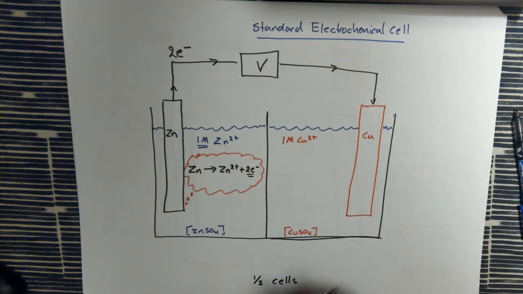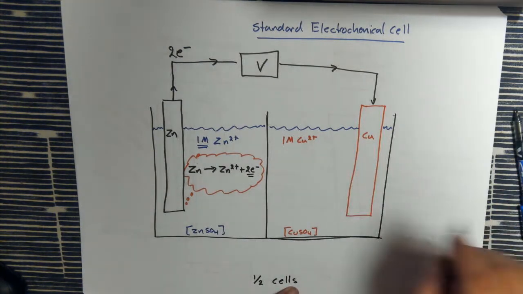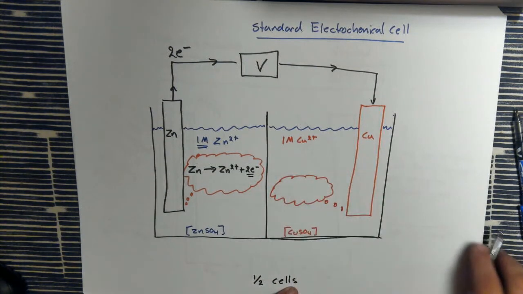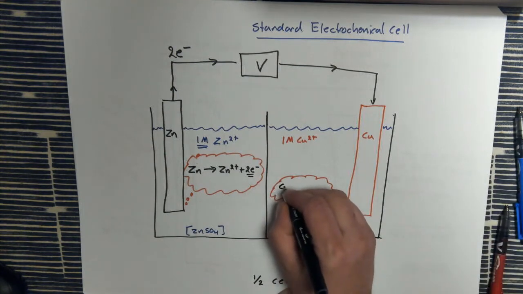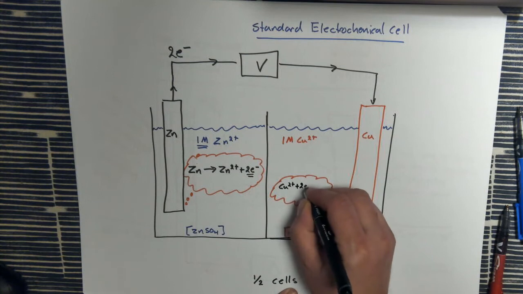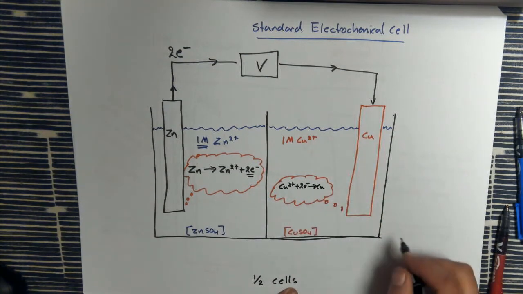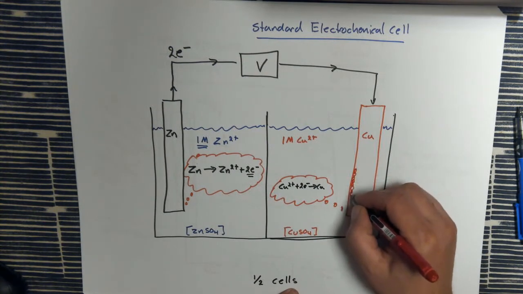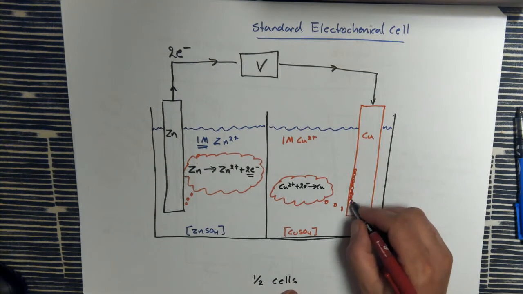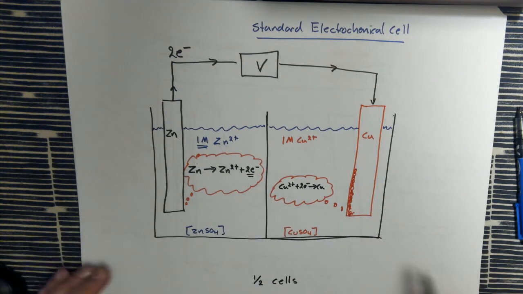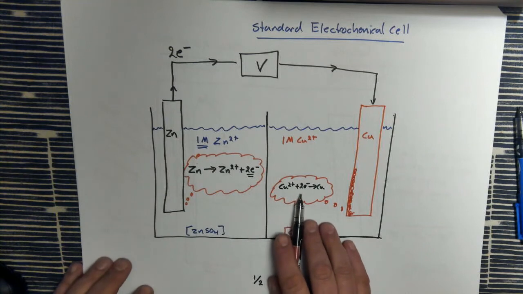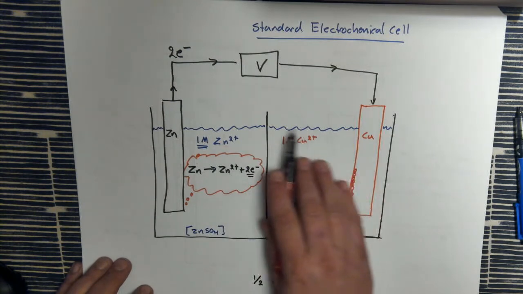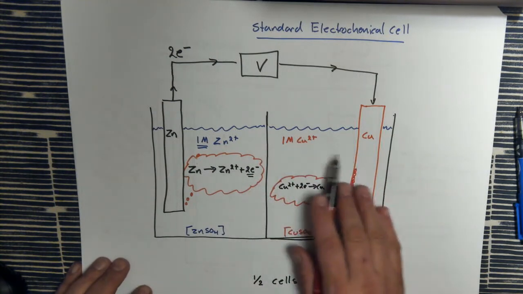At the same time, in this one, copper 2 plus and 2 electrons is turning into copper. And so copper is accumulating on this electrode here. So zinc is dissolving and copper is accumulating. But it can't go on because as you remove the copper, you're removing positive charges. So this solution is becoming more and more negative.